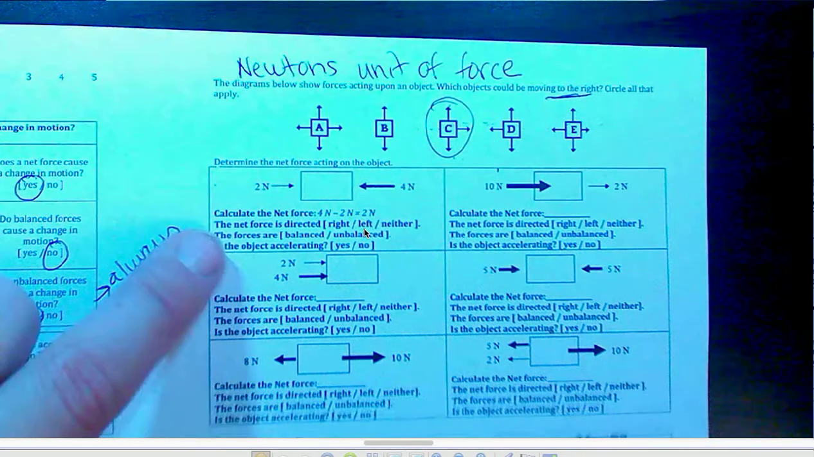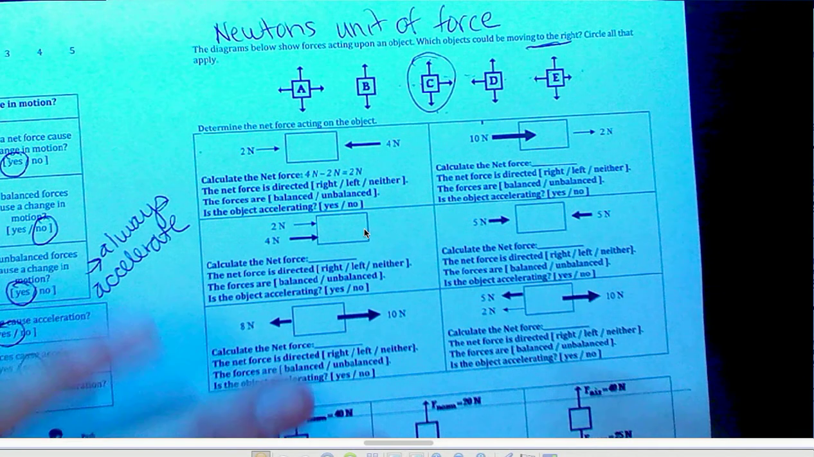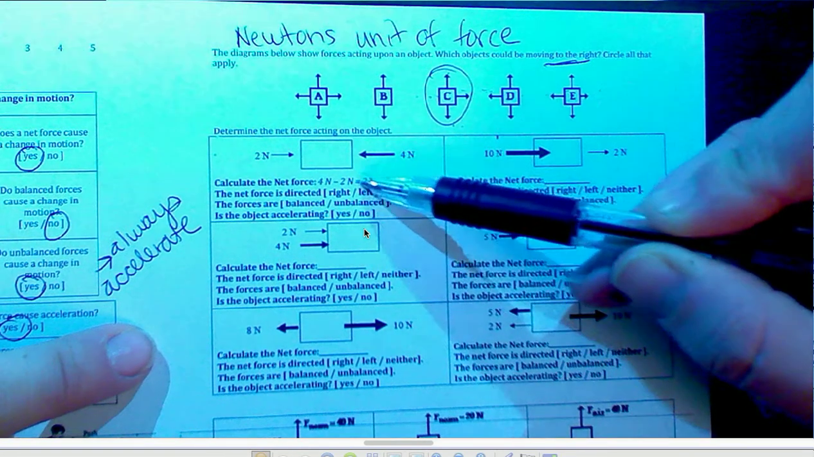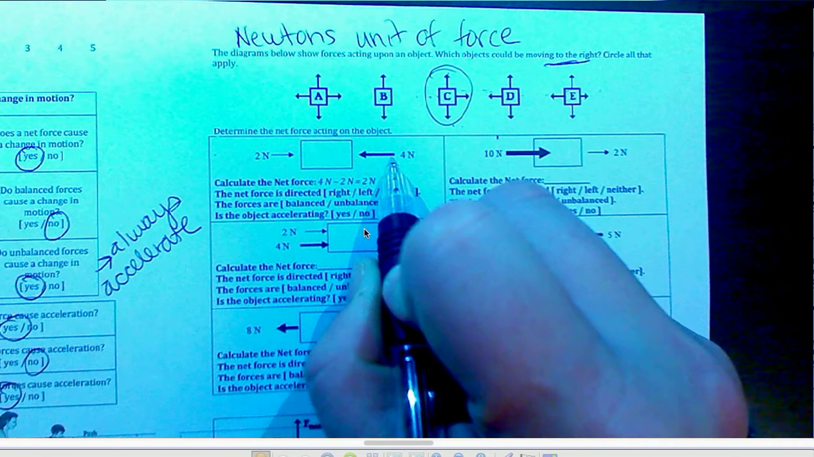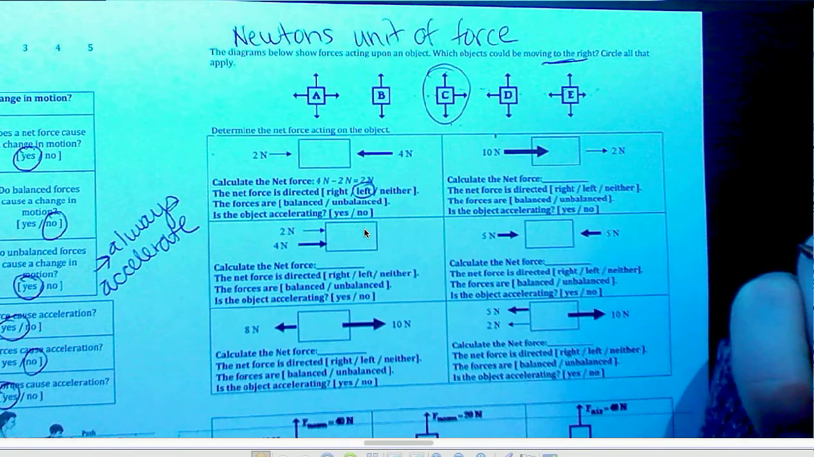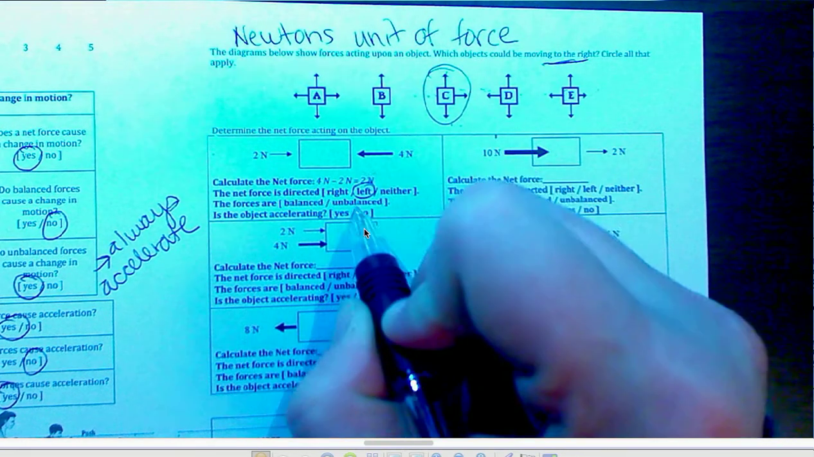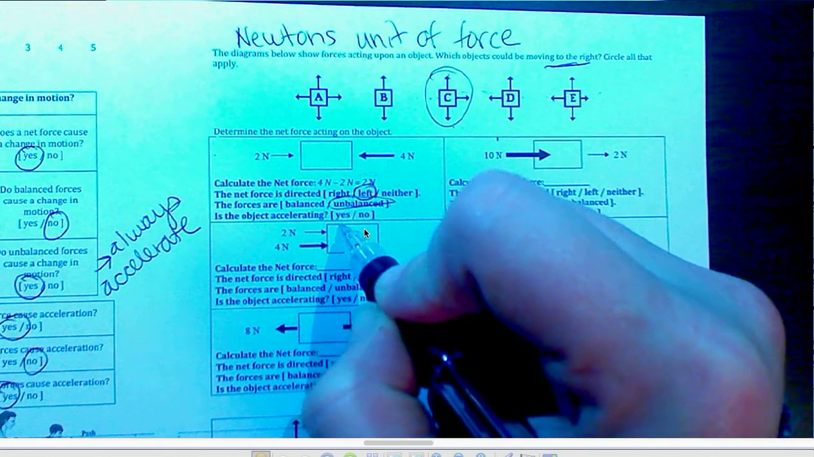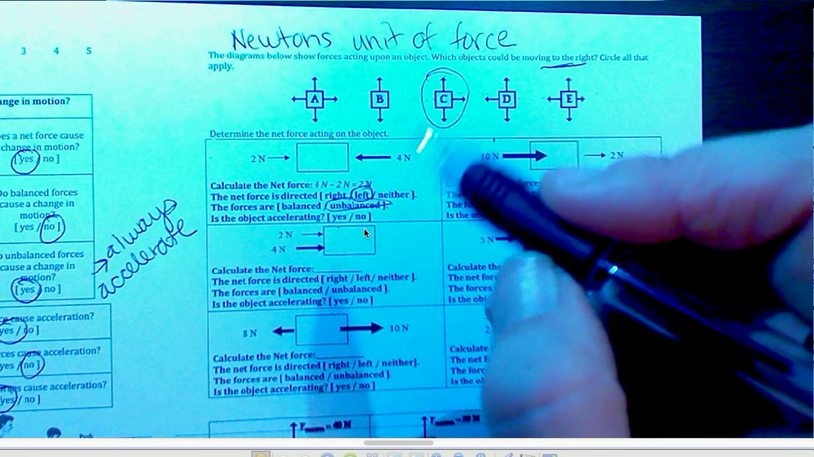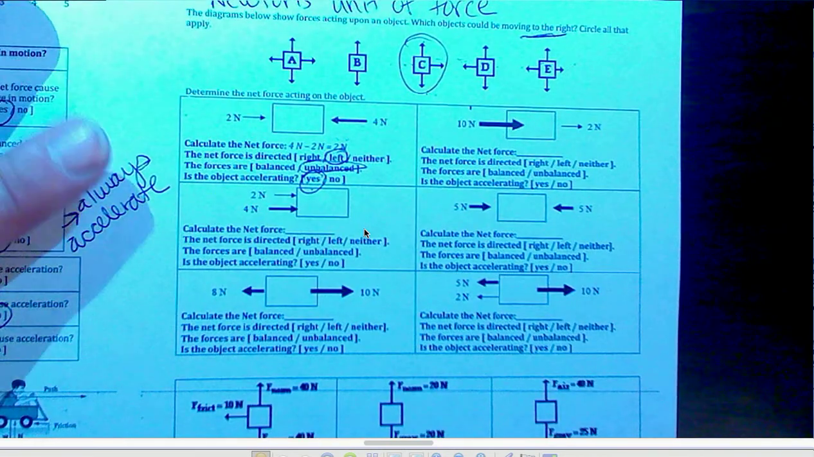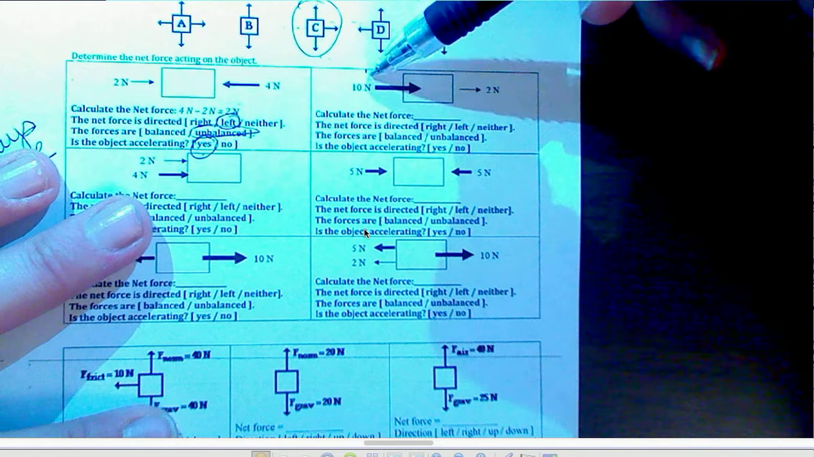Okay, the net force is directed, so we know we have unbalanced because we don't have 0. Anytime we don't have 0, we mean we're unbalanced. So we do have an unbalanced force, okay? And because we have more force going to the left, we're going to move to the left. We're going to move this direction. Is the object accelerating? Yes, because it is moving. It's changing its speed, so therefore, yes, it's accelerating, okay?